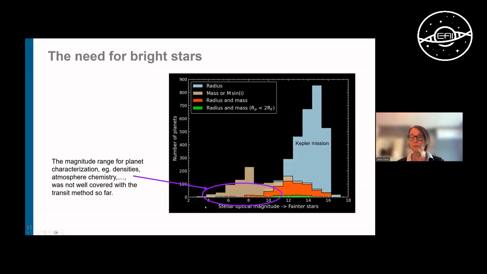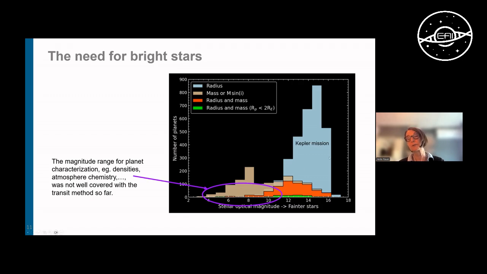It's the magnitude system. So the radial velocity is sensitive. These are these brownish colors. So we have a peak at 8 magnitude, and the sensitivity goes down to the 8, 10, 11 magnitude range, which is good for radial velocity.